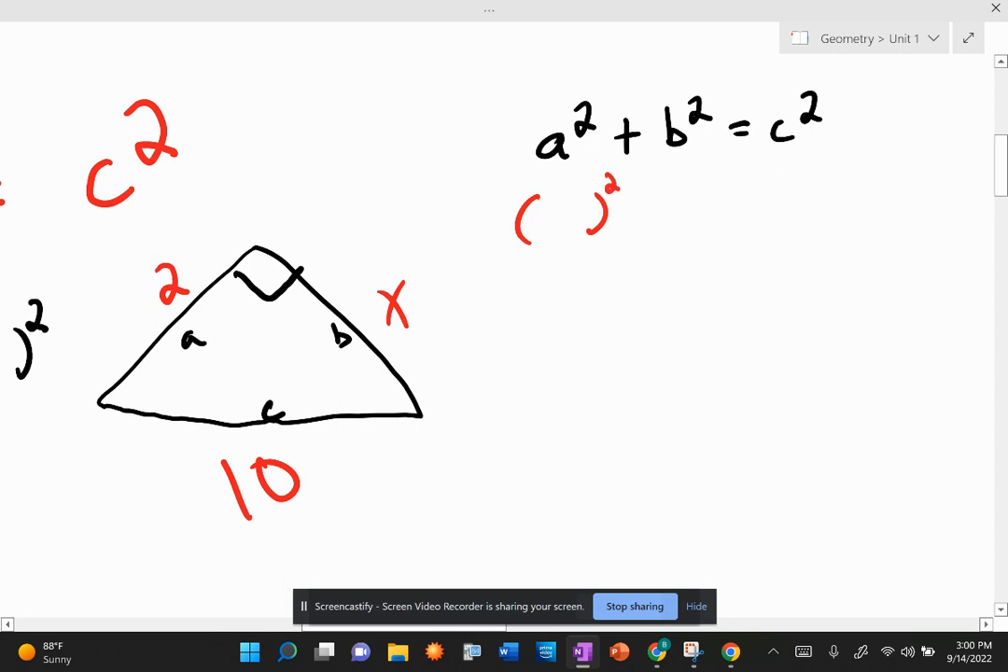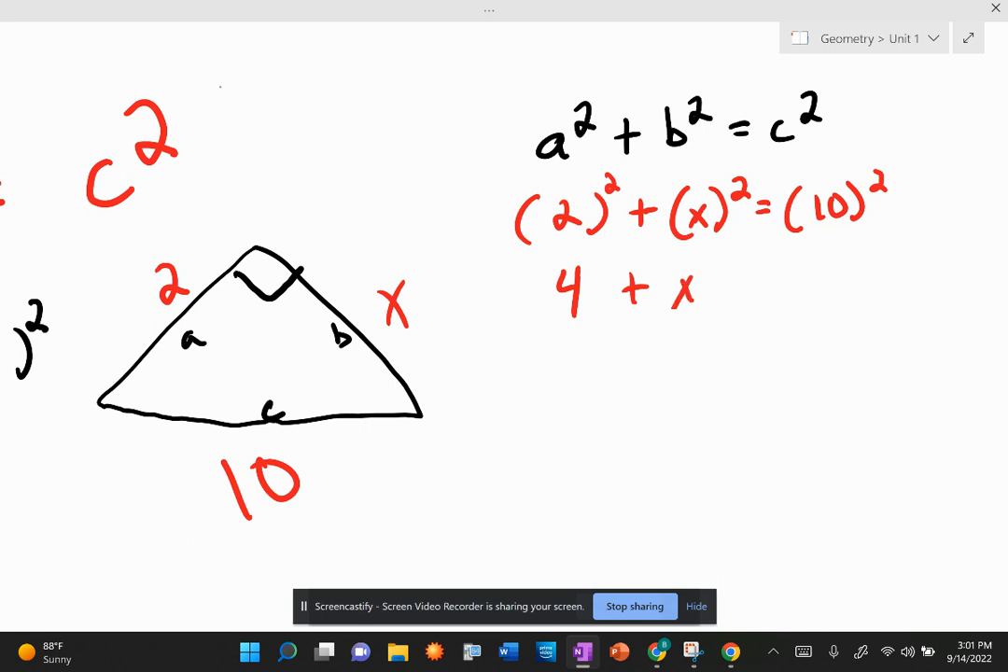Okay, so we've got 2 squared plus x squared equals 10 squared. All right, so now we're working it the same way. We've got 2 squared, which is 4, plus x squared equals 10 squared, which is 100. So we've got to get x by itself. Minus 4 from both sides.